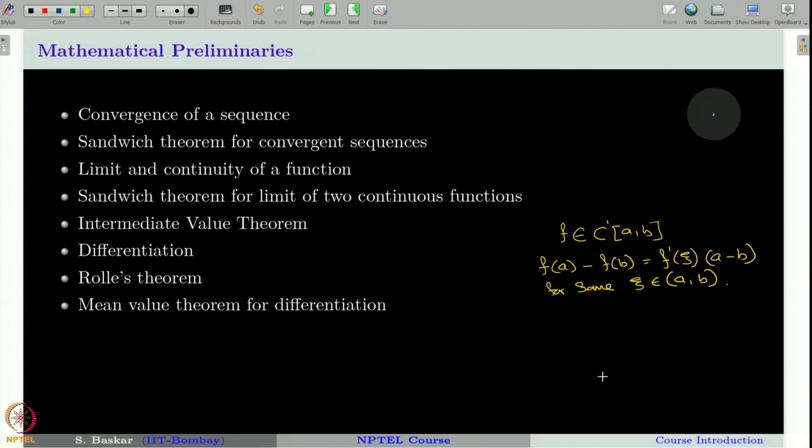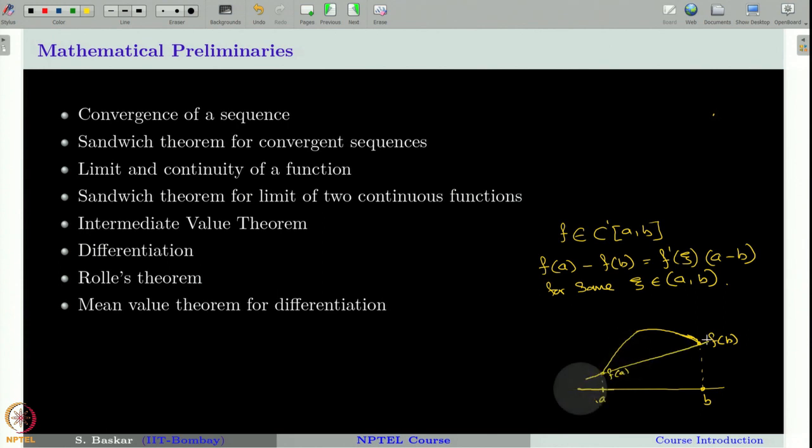So, that is the statement of the theorem. What is the physical interpretation of this? Well, you have the interval a to b, and suppose your function takes the value f of a at a and f of b at b, and suppose the graph of the function is something like this, right? Assume that it is a nice function. And now, you take the secant line joining the point a comma f of a and b comma f of b. This is the secant line, and its slope is given by f of a minus f of b divided by a minus b, right?